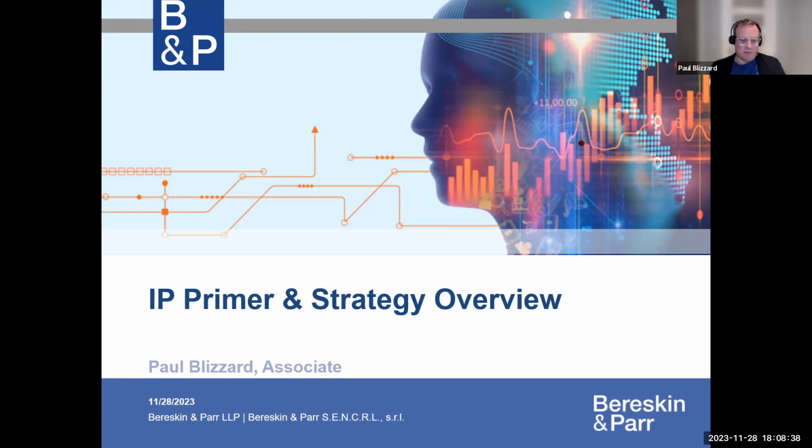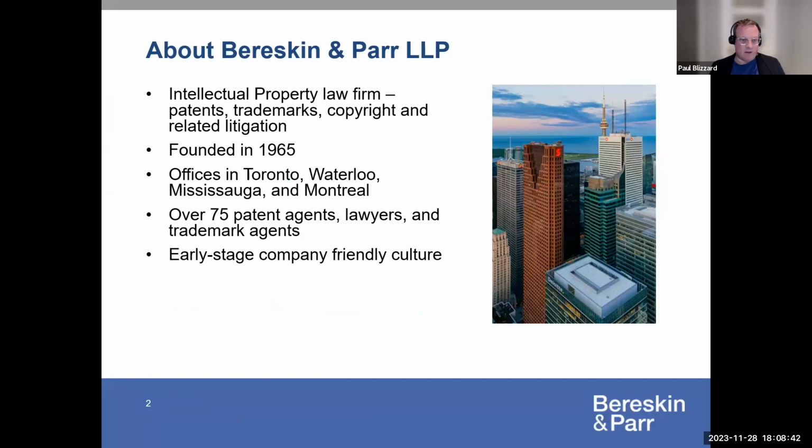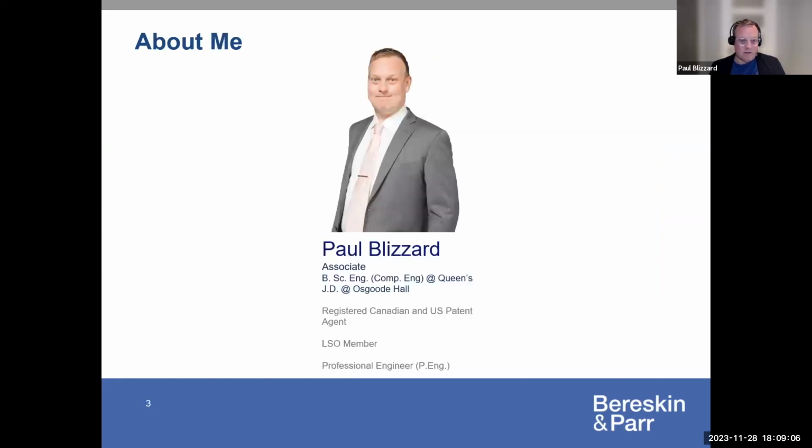As you mentioned, my name is Paul Blizzard. I'm an associate at Breskin and Parr. Breskin and Parr is an IP law firm. We deal with all aspects of patents, trademarks, copyright, and litigation. The firm was founded in 1965. We have over 75 professionals at the firm, and we are very friendly to early stage companies. So we work all the time with early stage startups and startups who are just in the midst of commercializing ideas.